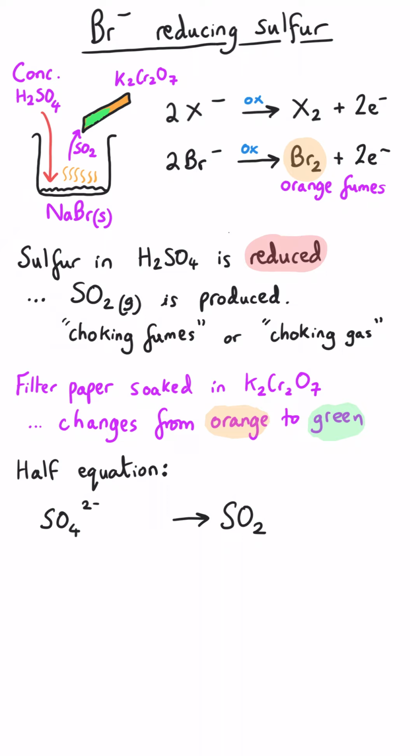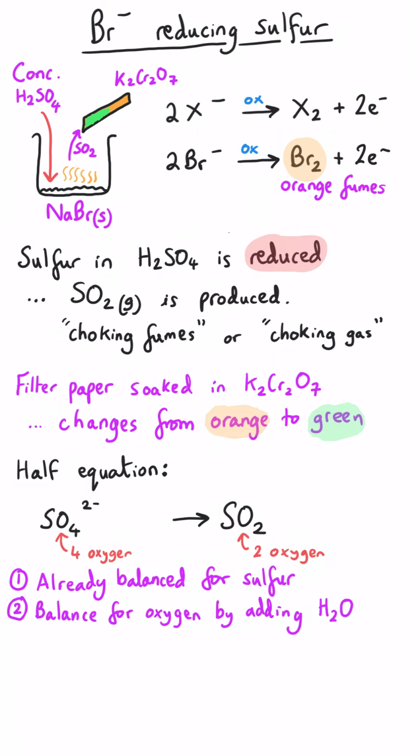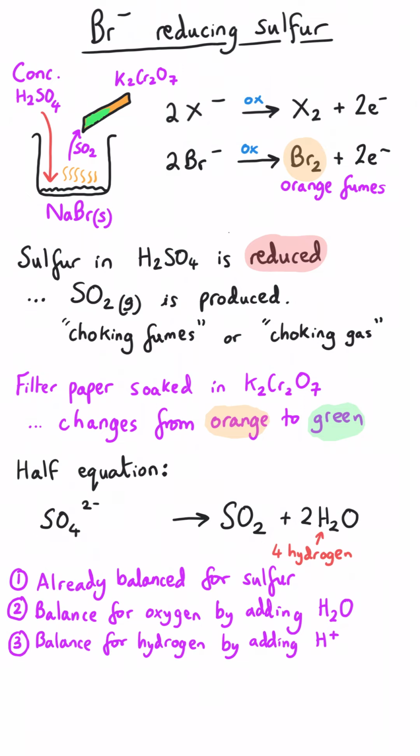To balance this half equation, we need to first check for our atoms that aren't oxygen or hydrogen, and we are balanced already for that with the sulfur. Then we need to add 2 water molecules to the right-hand side to balance for our oxygen. Now we've added 4 hydrogen atoms on the right-hand side, so we need to add 4H+ to the left-hand side. And then we need to look at charges.